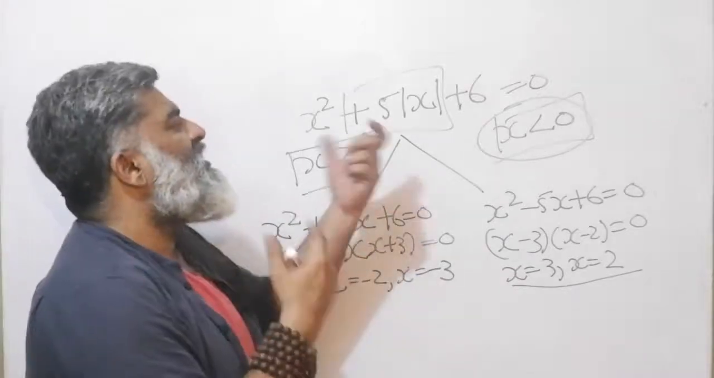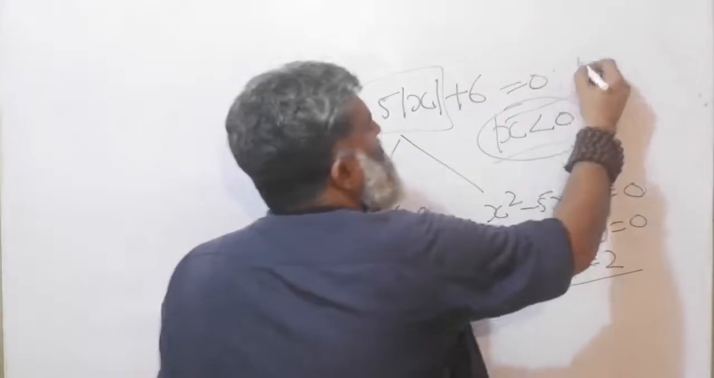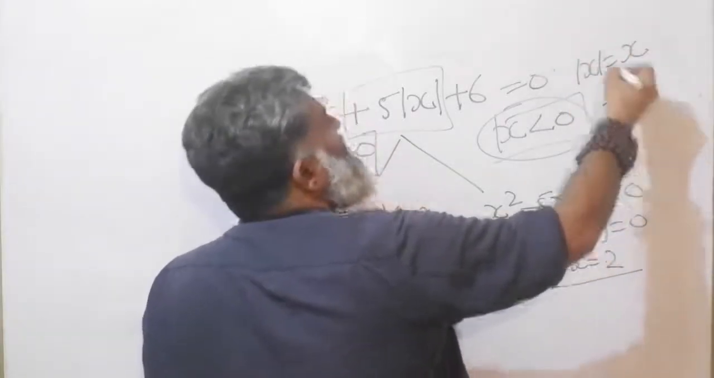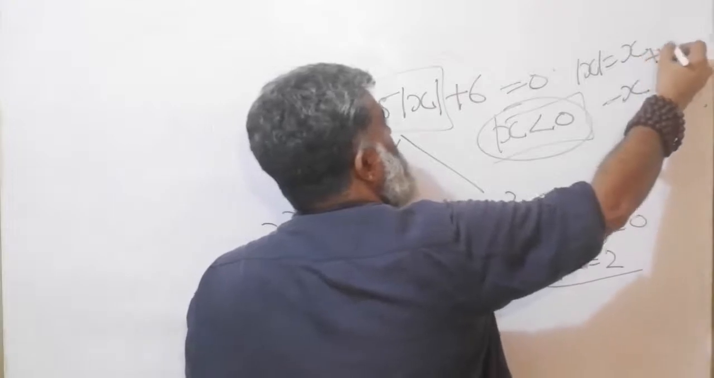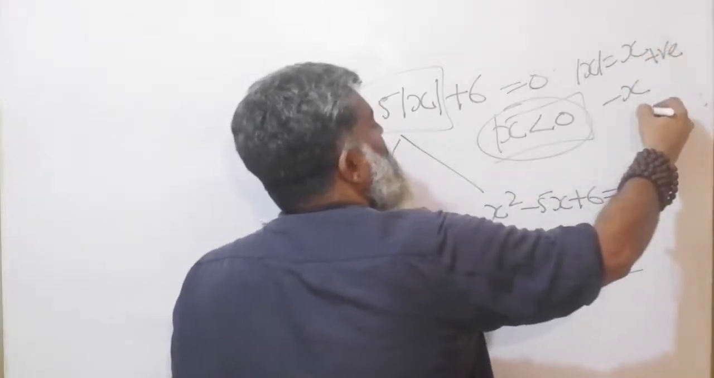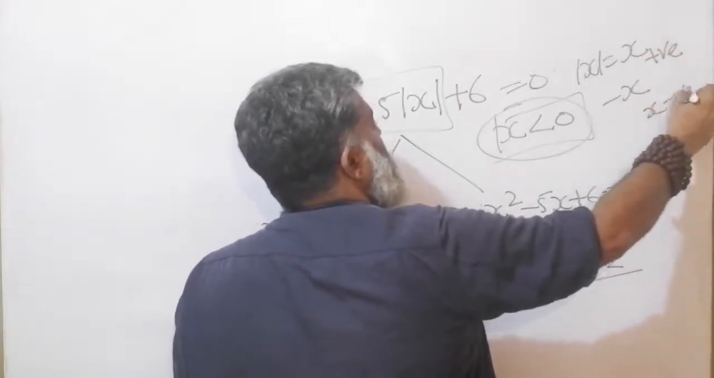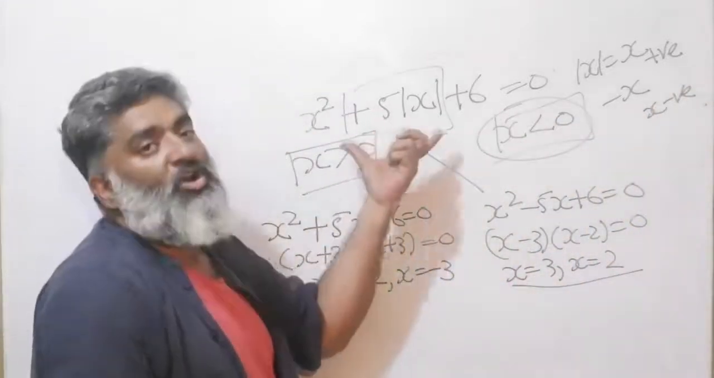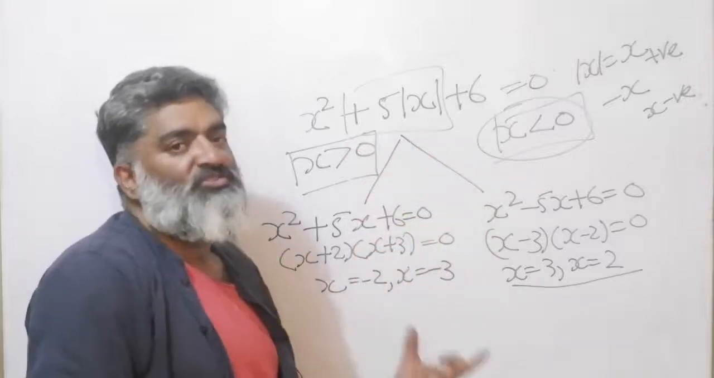My point is, what is the meaning of mod? The meaning of mod is sometimes it is x and sometimes it is minus x. When is it x? When x is positive. When is it minus x? When x is negative, right? So to handle that information, whenever I see a mod in an equation, I'll have to create two situations.